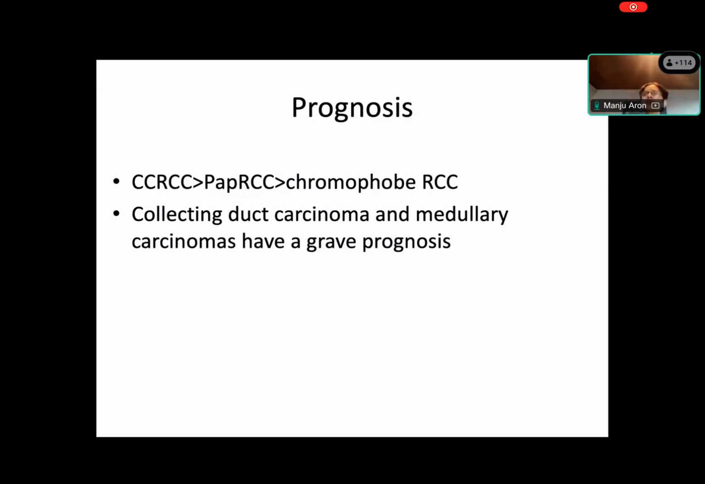With respect to the more common tumors, clear cell RCC has a better prognosis compared to papillary RCC, and chromophobe RCC has the best compared to these two. And then tumors like collecting duct carcinomas and medullary carcinomas have a much graver prognosis. So when you give that diagnosis to the patient, we are really telling them that their lifespan can be really reduced because of the presence of these tumors.